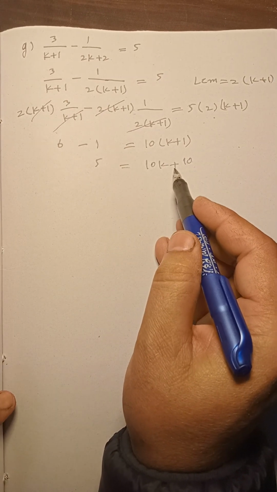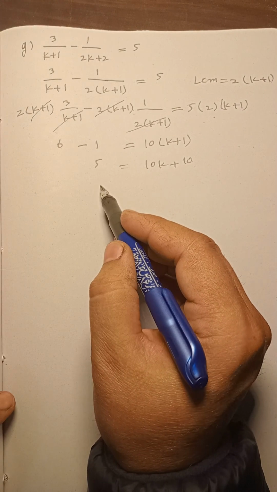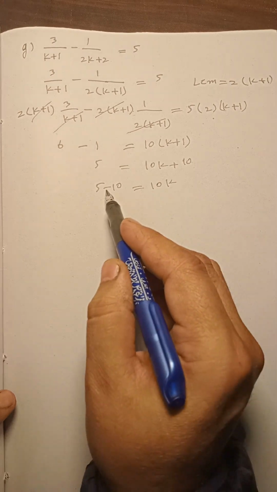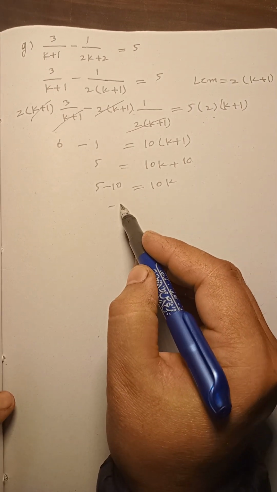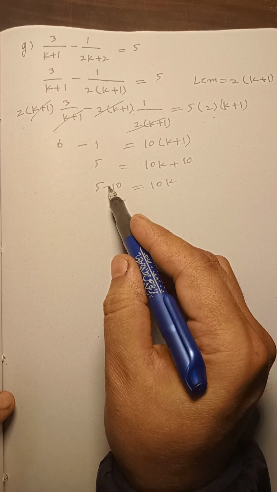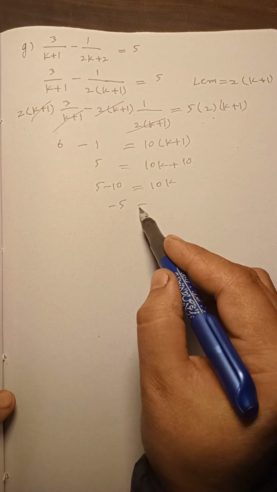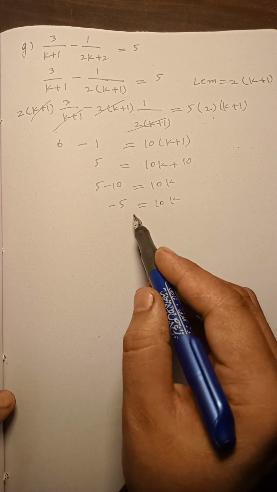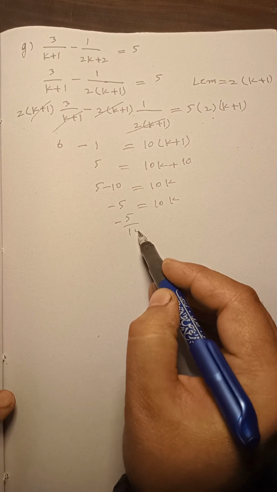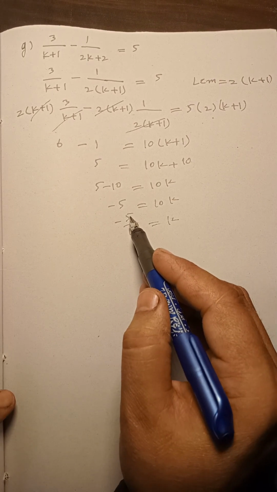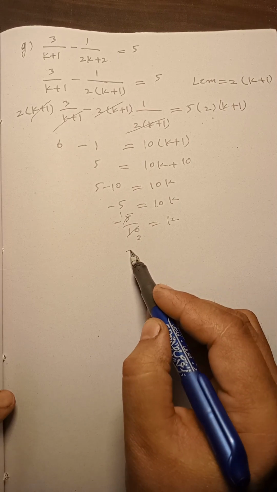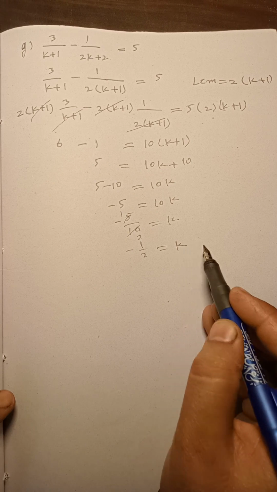Now take plus 10 here, it will become minus 10. 5 minus 10 is equal to 10k. Now subtract: minus 10 when subtracted by 5, the answer will be 5 here, and due to the bigger sign, minus will be written here, and 10k. Now 10 is multiplied by k, so it will be divided on the other side. Now cancel out if possible. 5 1s are 5, 5 2s are 10, minus 1 over 2 is equal to k.